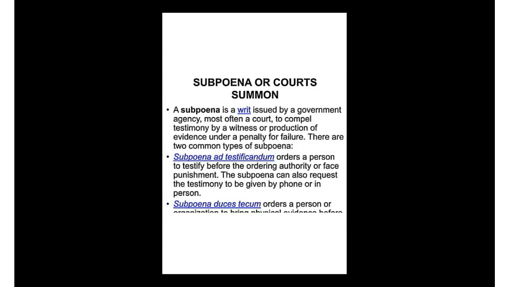Okay. So now, what is a subpoena, or courtroom summons? A subpoena is a writ issued by a government agency, most often the court, to compel testimony by a witness or production of evidence under penalty for failure. These are the two common types of subpoenas which we usually see. Subpoena ad testificandum is where, basically, what happens.